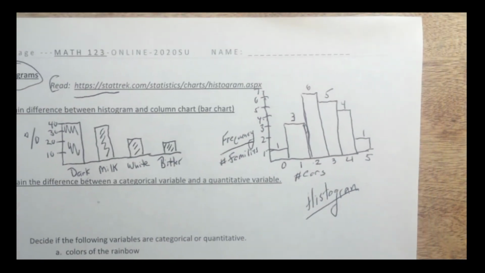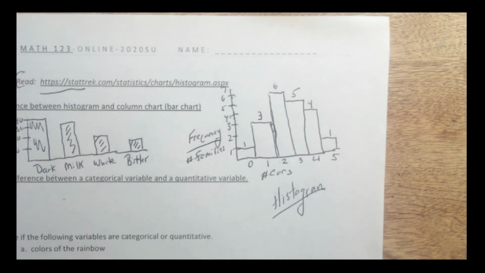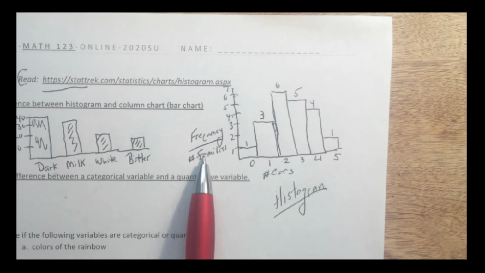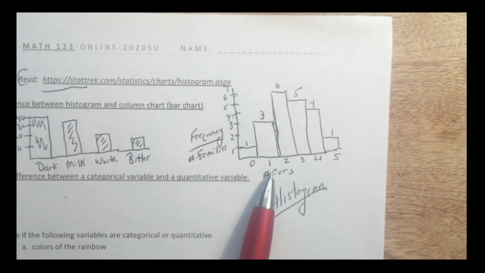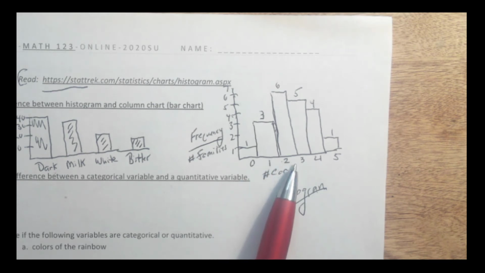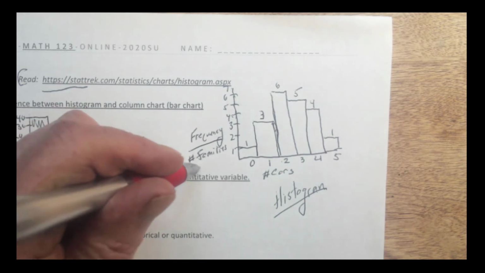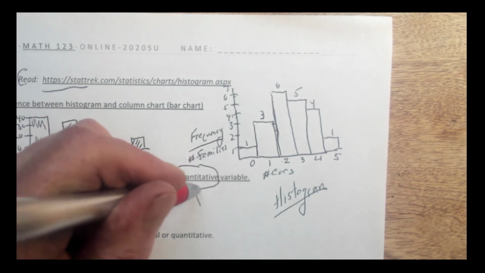Whereas the histogram here shows the number of cars and the frequency of how many families own how many cars. So this is qualitative information. I'm sorry, quantitative information. Quantitative means numbers.